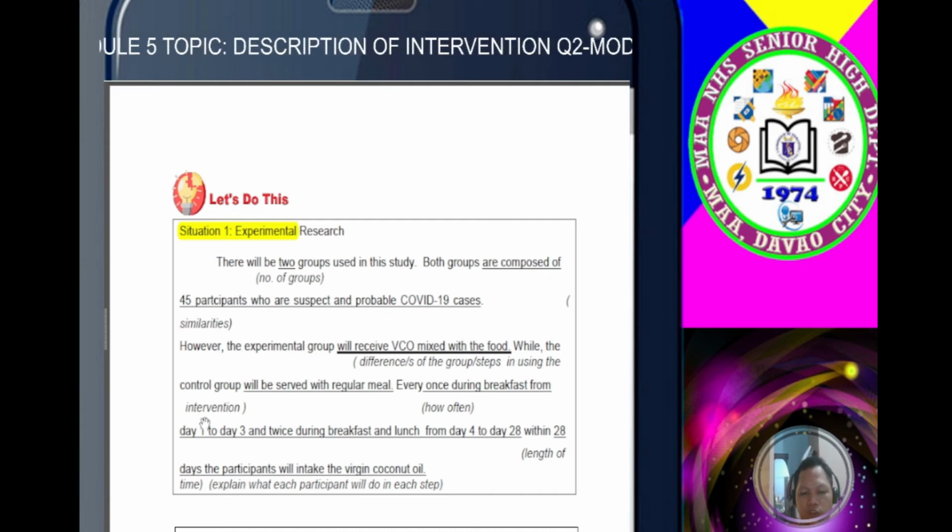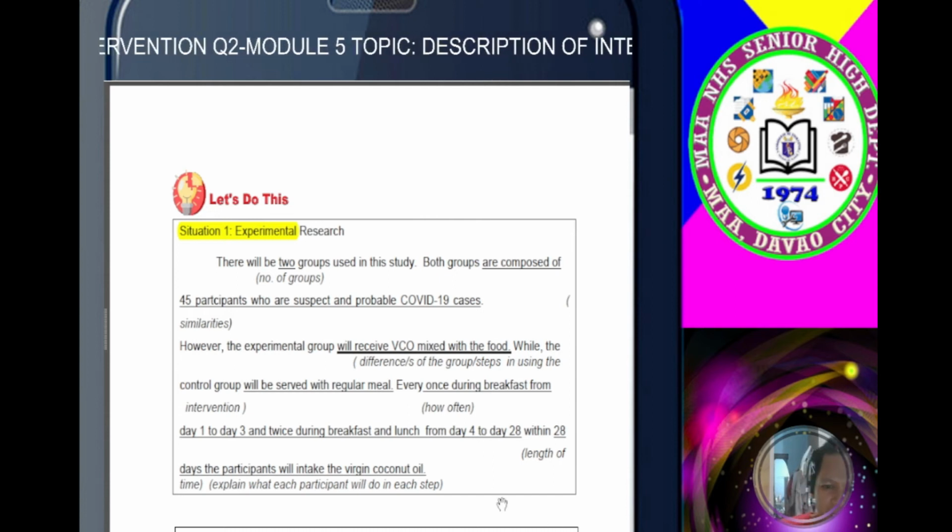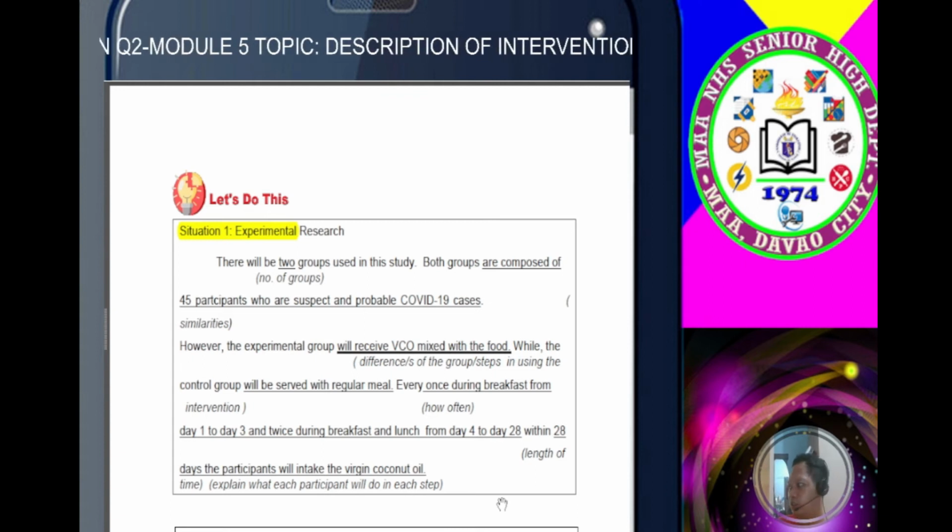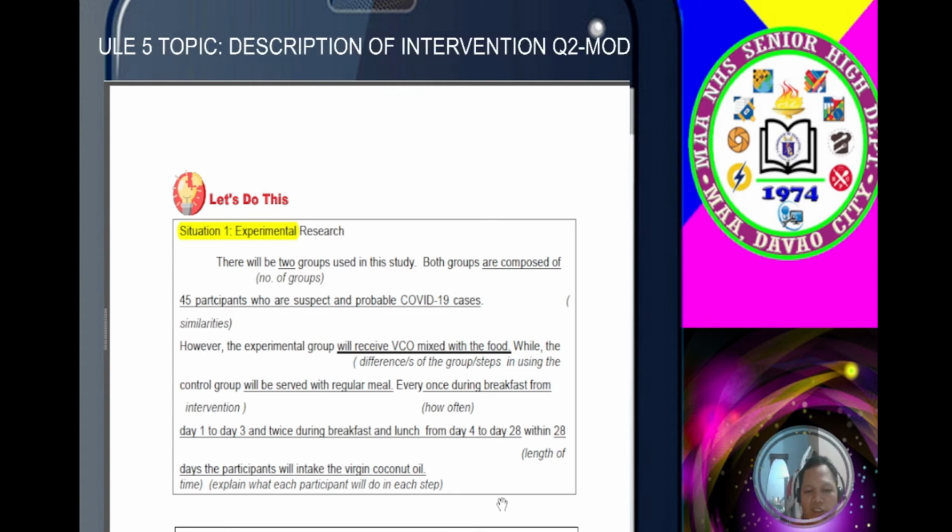However, the experimental group will receive VCO mixed with the food, while the control group will be served a regular meal. And the duration: once during breakfast from day 1 to day 3, and twice during breakfast and lunch from day 4 to 28. Within 28 days, the participants will take in the virgin coconut oil. I hope you got the correct answer in the exercise we have. Okay, so let's have another exercise. I hope it is clear.